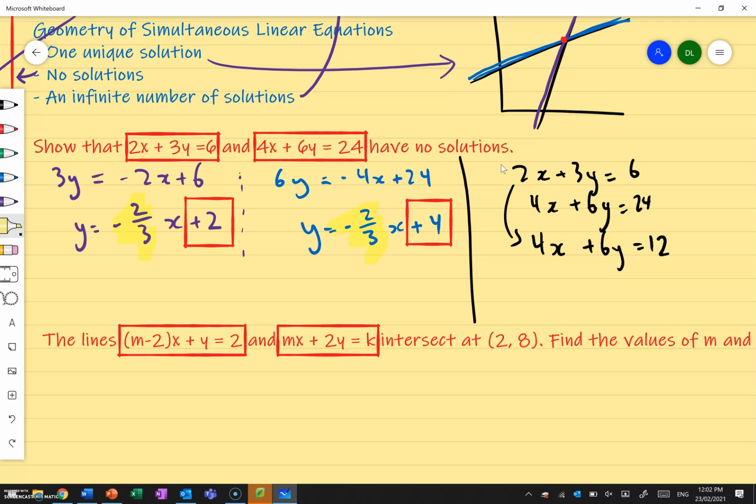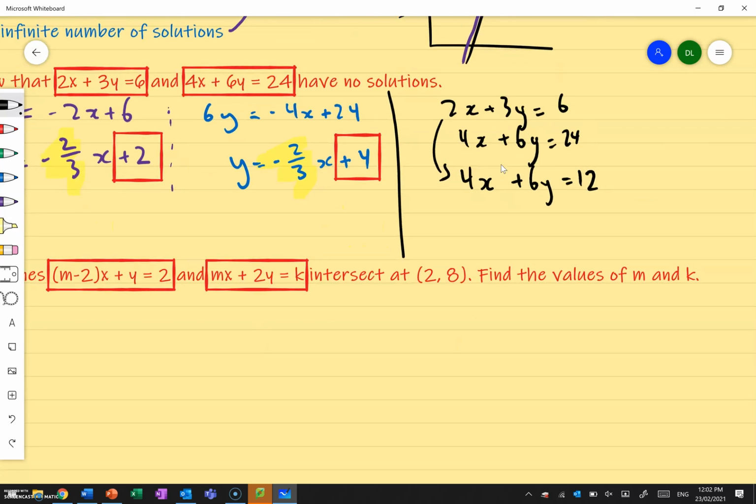But if you wanted to continue, you would eventually get, and let's assume that we just replace that and write that there, whatever it is, and we get 24 equals 12. If you're solving this, you won't actually get something telling you no solutions. You just end up with a value that makes no sense. 24 does not equal 12, obviously, and therefore it has no solutions. Does that make sense? Yeah? Algebraically, that's what you're going to end up with.